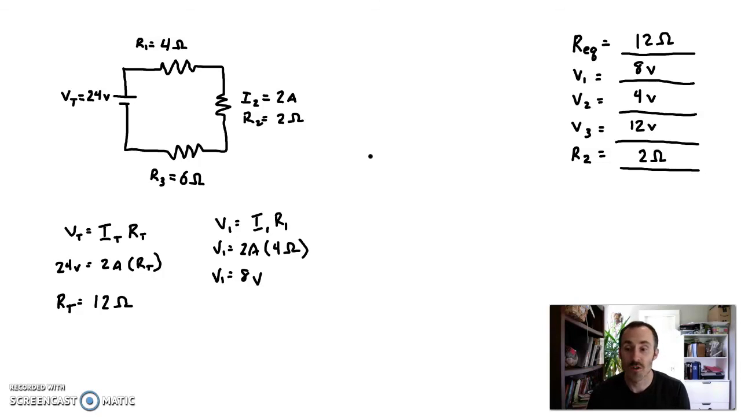We could have also looked at the total voltage, it's 24 volts. And if we know R1 has a voltage drop of 8 and R2 has a voltage drop of 4, that's 12 altogether. And so you can subtract that from the 24 to get the last one. So you see there's going to be multiple options for figuring out all these pieces.